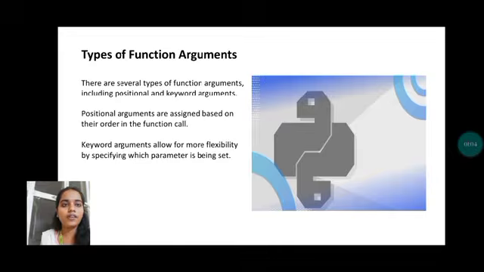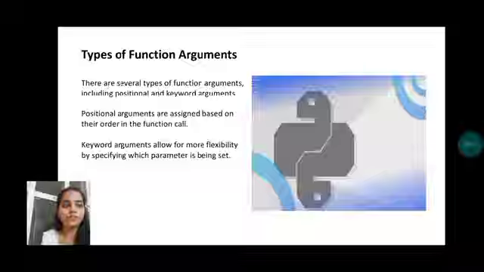Types of function arguments. There are several types of function arguments, including positional and keyword arguments. Positional arguments are assigned based on their order in the function call. Keyword arguments allow for more flexibility by specifying which parameter is being set.